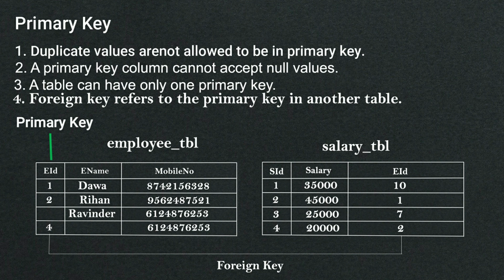After the relationship is created, now we can give the value of employee ID here in the salary table. Now we can easily identify which salary is this. Look here, employee ID 1. Employee ID 1 is Dawa. That means Dawa's salary is 45,000, right? And this value is a reference to the primary key. So ultimately we can say that foreign key refers to the primary key in another table. These are the 4 reasons why the primary key is considered to be the most important in DBMS.